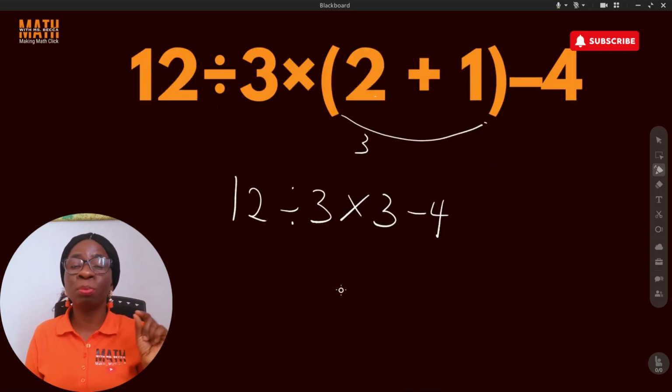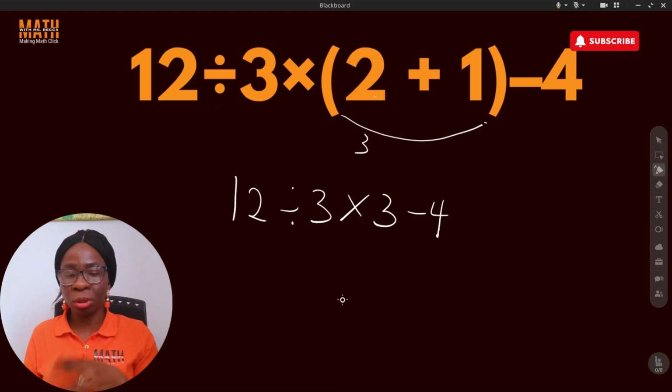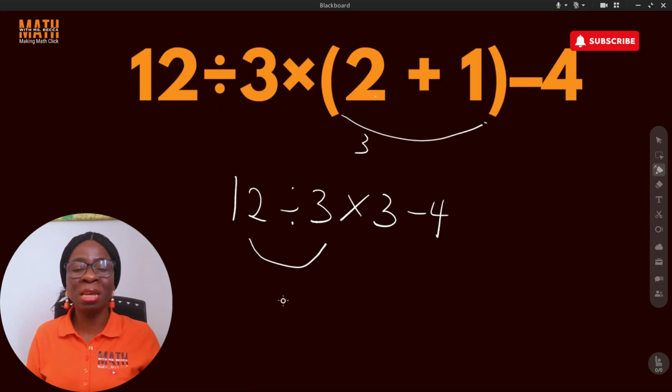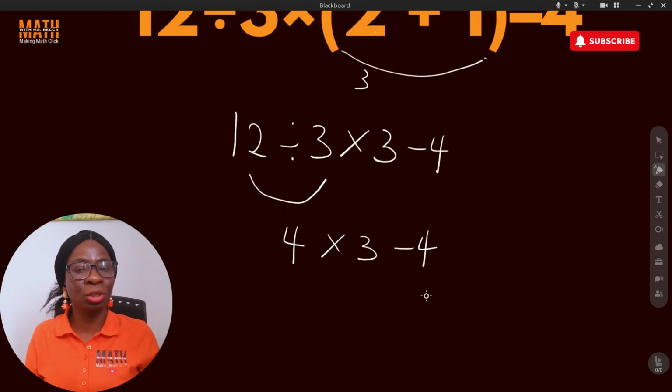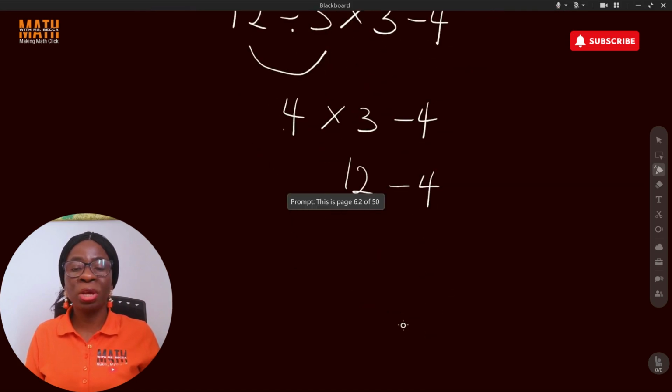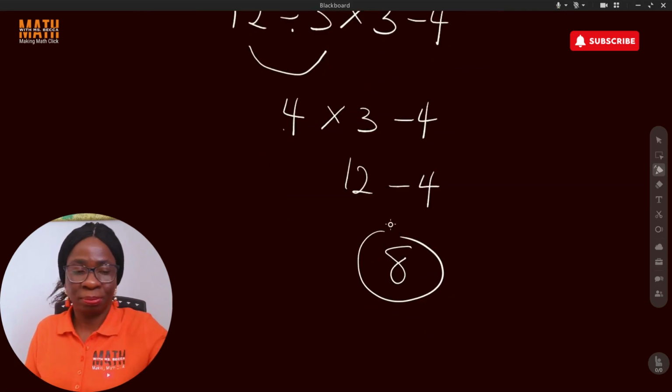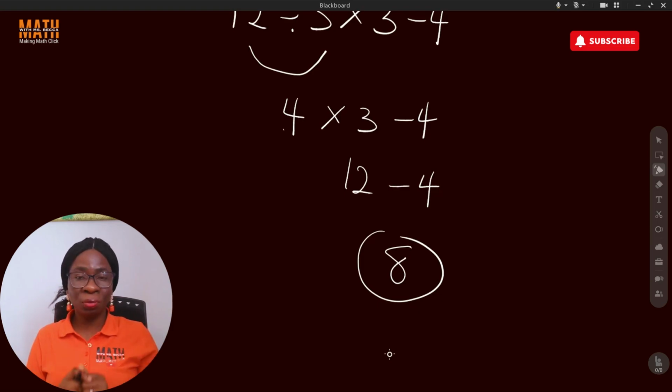The next thing now is multiplication or division. Which one appears first? Division. So we have to divide before we multiply. Now 12 divided by 3 gives 4. Then we have times 3 minus 4. And the next one is multiplication before subtraction. 4 times 3 is 12, and 12 minus 4 will give 8. So the correct answer to this is 8, not 0, not 4.